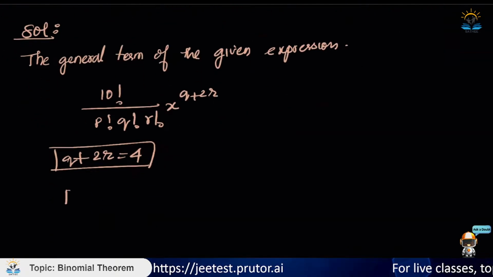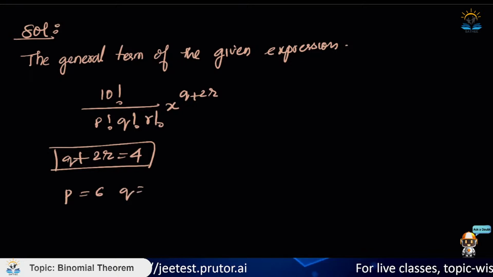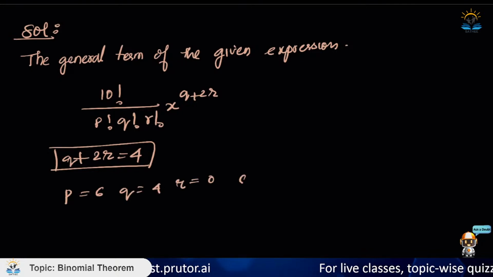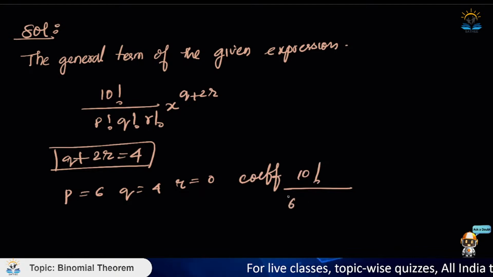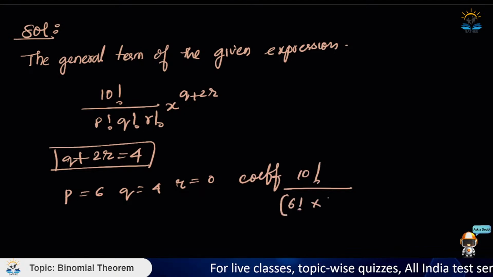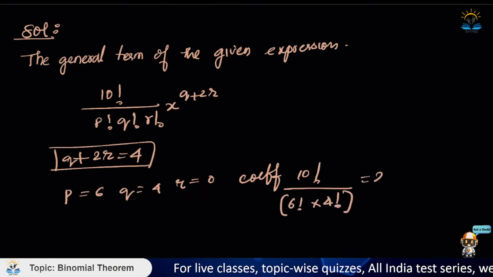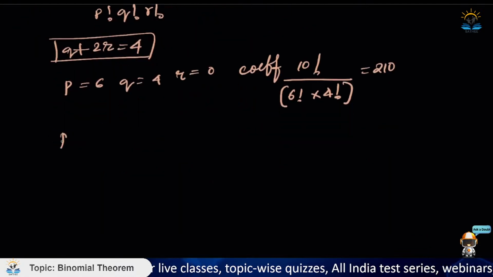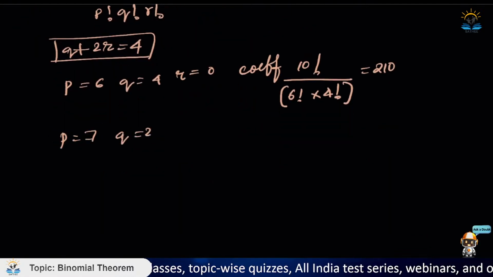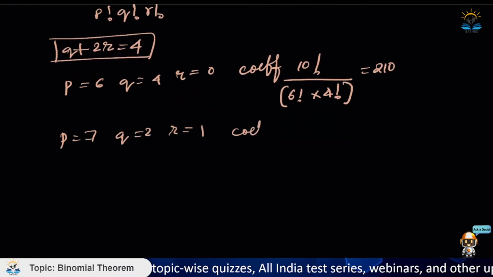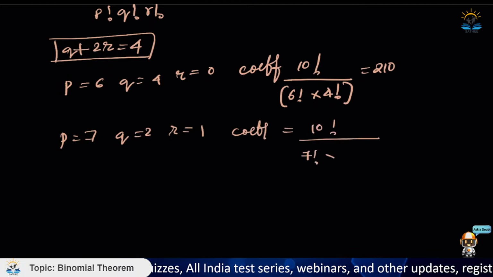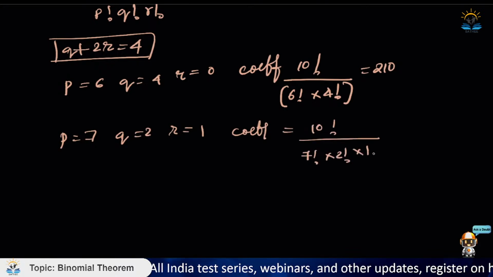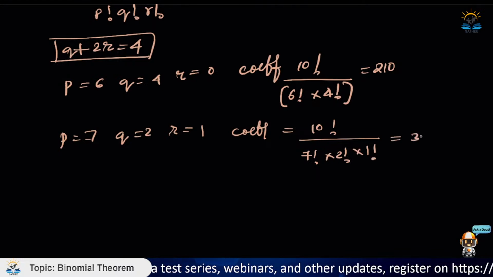Okay, then we have p will be equal to 6, q will be equal to 4, r will be equal to 0. Then the coefficient is 10 factorial divided by 6 factorial into 4 factorial, that is equal to 210. Then we have p equal to 7, q equal to 2, r equal to 1. So our coefficient will be 10 factorial divided by 7 factorial into 2 factorial into 1 factorial, which is equal to 360.